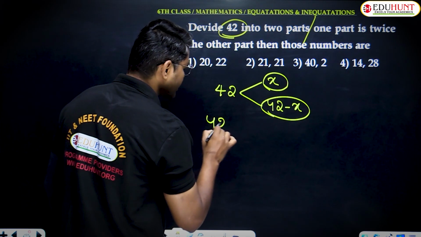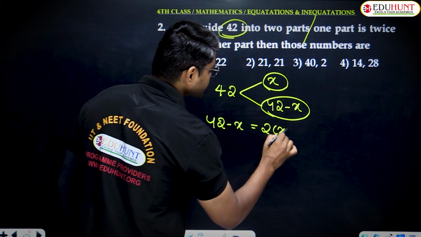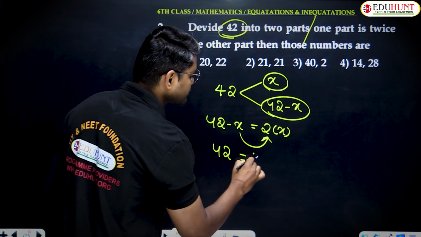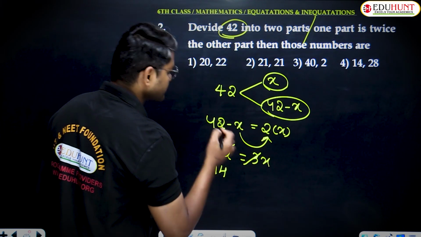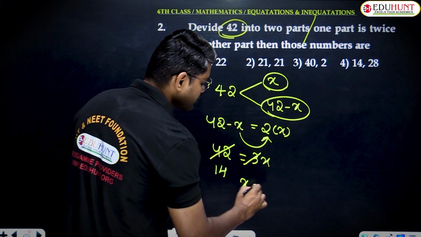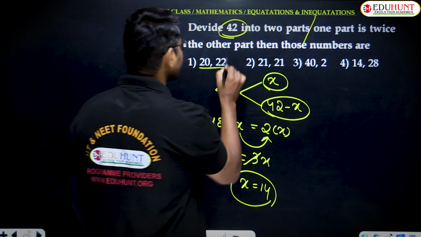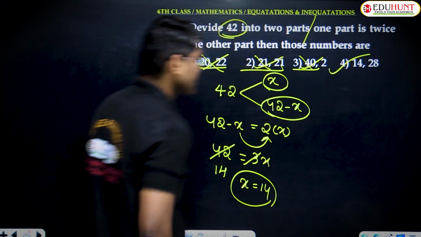So 42 minus x is equal to twice the other, 2x. 42 is equal to 3x. 3 fours are 12, so x is equal to 14. One number is 14. So option 4 is the correct answer for this one.